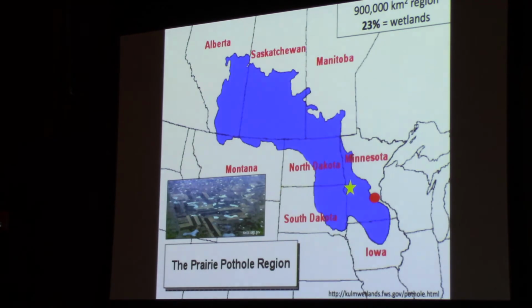Okay. So to sort of bring it home and tell you a little bit about our work in Prairie Pothole Lakes, this is a map showing the stars, basically the systems where we've been working out in western Minnesota. The Prairie Pothole region is huge, 900,000 square kilometers, and in terms of surface area, about 23% of that is actually wetlands. And it's being converted more and more every day to farmland, basically.